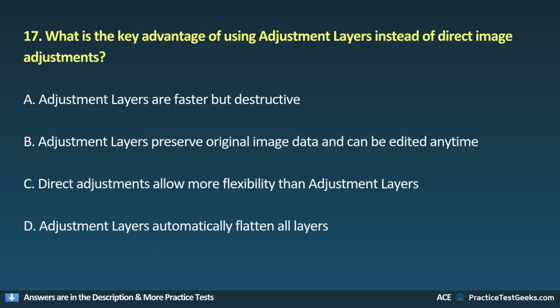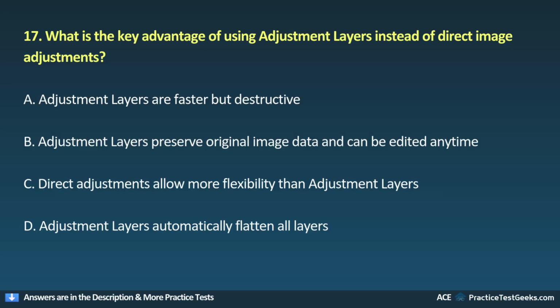17. What is the key advantage of using adjustment layers instead of direct image adjustments? A. Adjustment layers are faster but destructive. B. Adjustment layers preserve original image data and can be edited anytime.